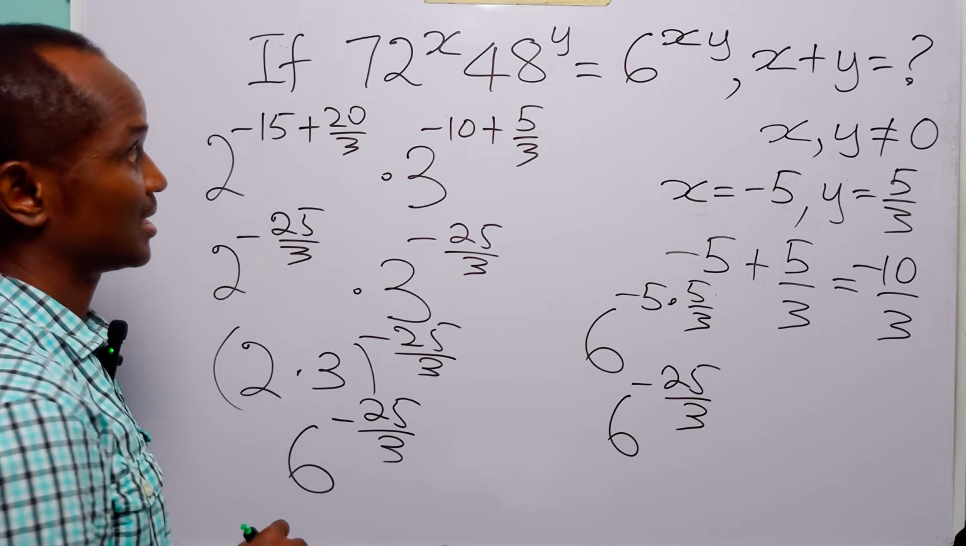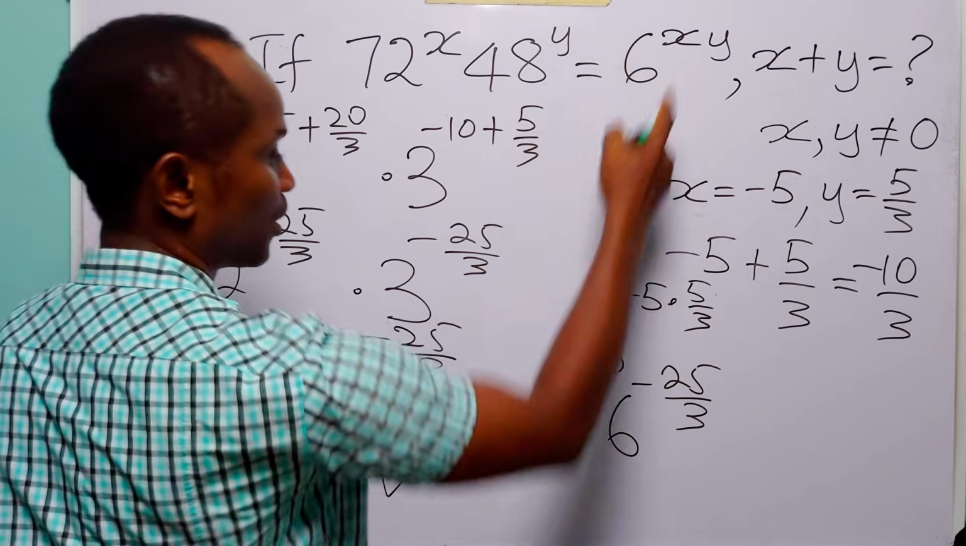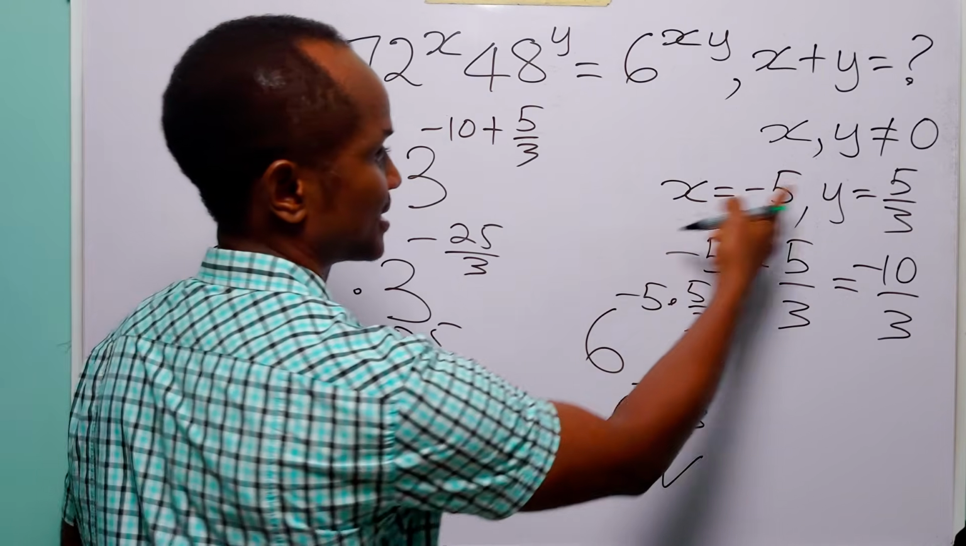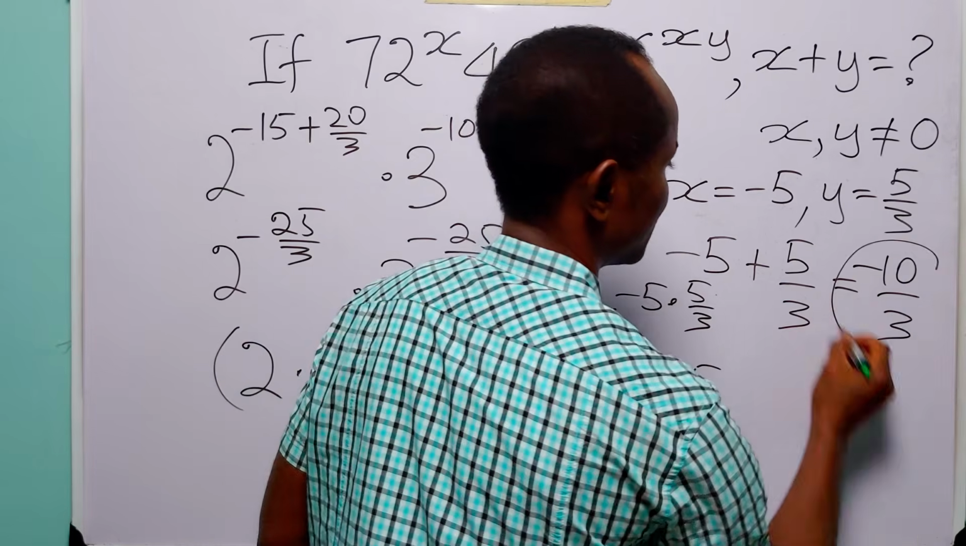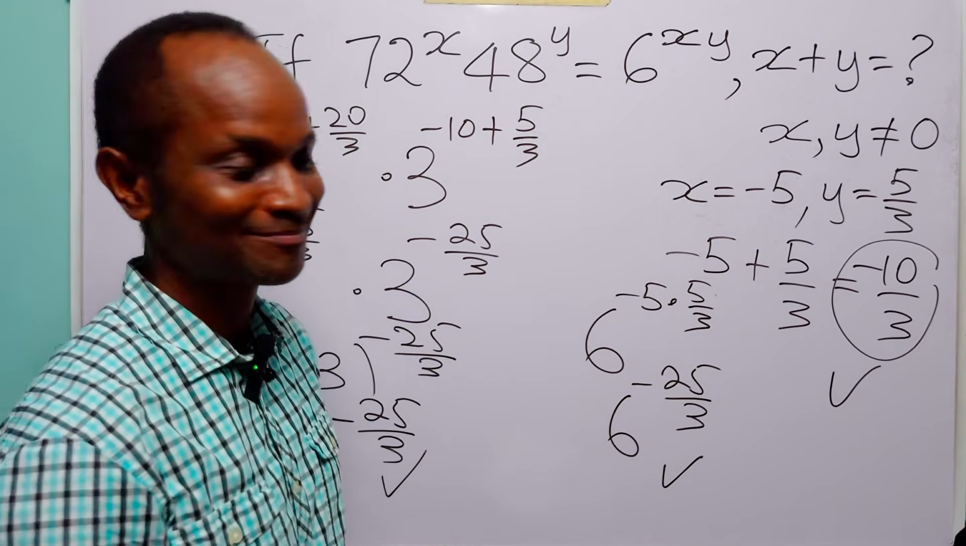So that means that the left hand side is equal to the right hand side. And hence, the values of x and y that we calculated are right. So this is the true value of x plus y.